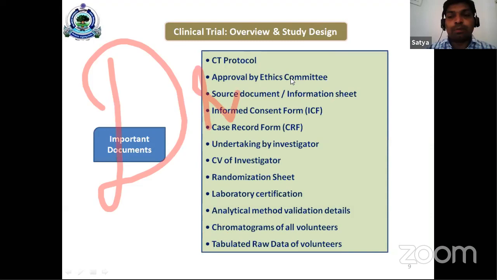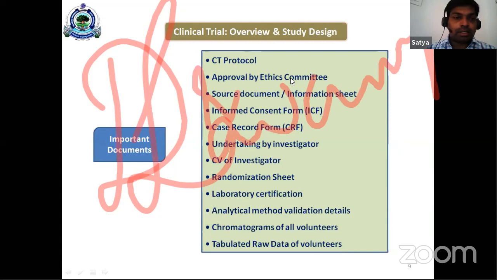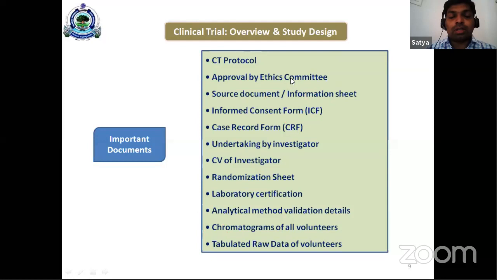Third one would be the source document, like the patient's information sheet. When a patient visits the site, the doctor, usually the investigator, will take his condition, like his age, past history, sex, demographic information, and he will record the condition of the patient, from how long he is suffering from that and what medication he has used. So that also is part of the clinical trial.